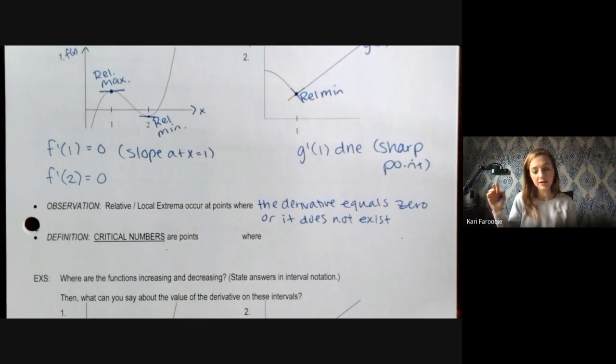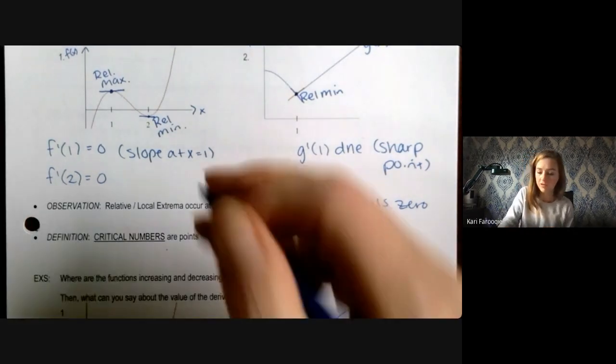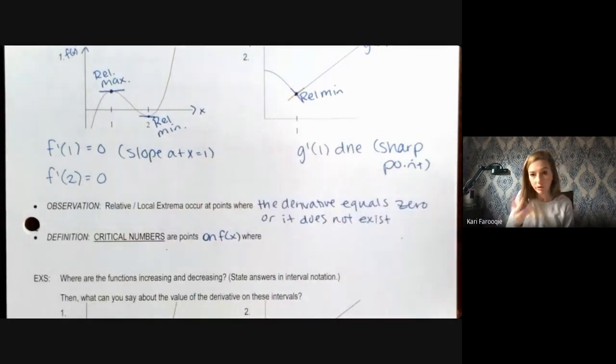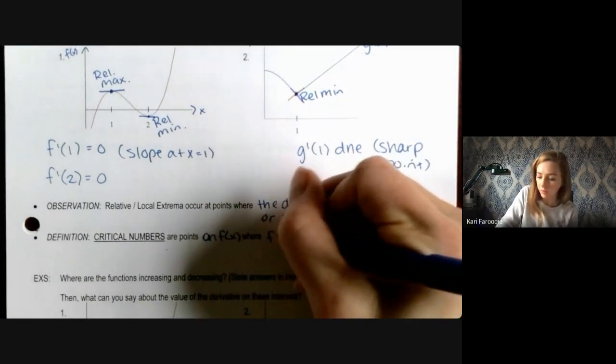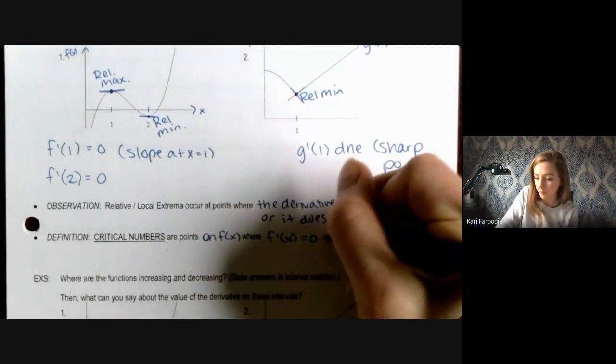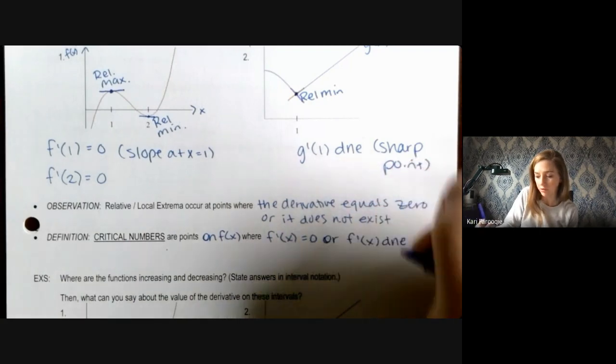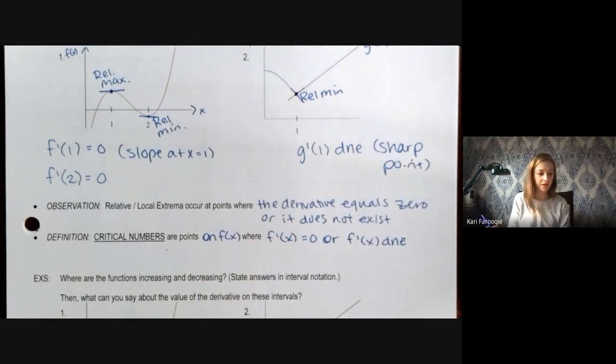Now we can give some terminology to this. Like, what does this actually mean? If the derivative equals 0, what do we call a place like that? Well, that's what we call a critical number. So critical numbers are points on f of x, or whatever your function is, where f prime of x equals 0, or f prime of x does not exist.